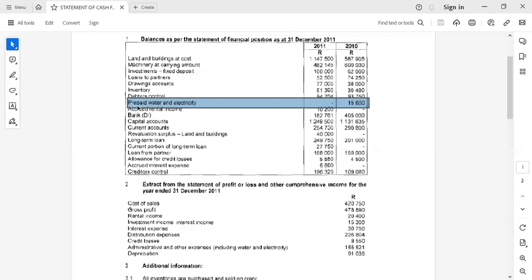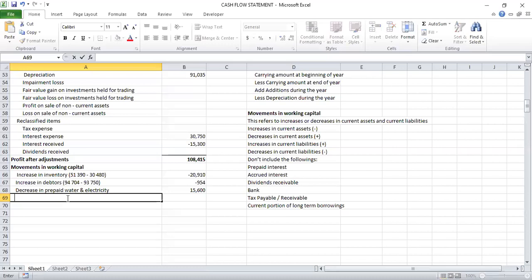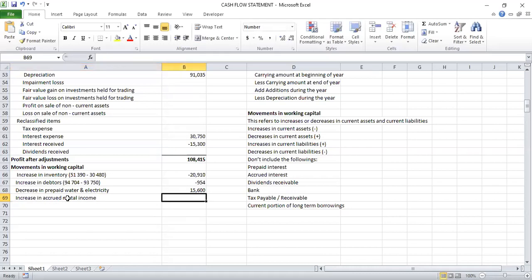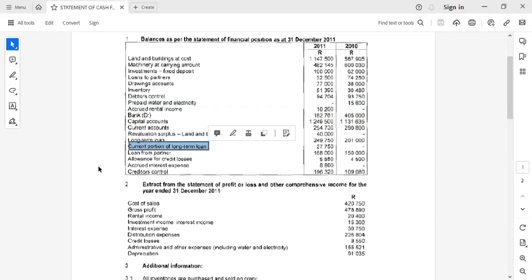Right. Then we've got accrued rental income. Increase in accrued rental income. Remember that accrued rental income is an asset again. Minus 10,200. It's an asset which is increasing. I'm just dealing with current assets and current liabilities here. Then we have this one, which is a current liability, but we don't include it, as I said. We don't include liabilities to do with interest.